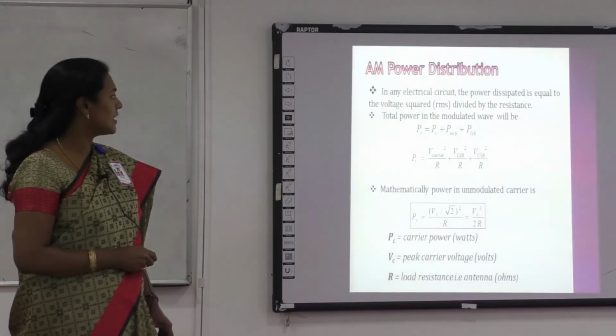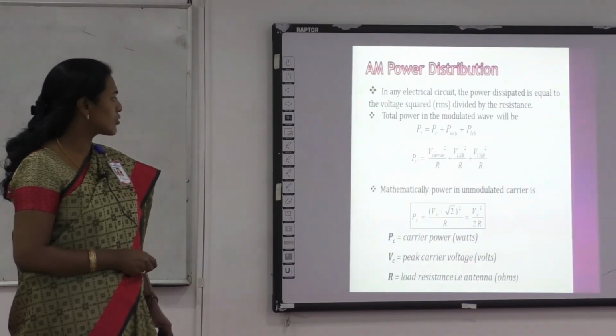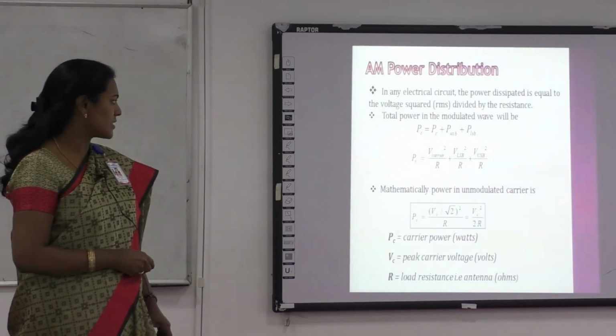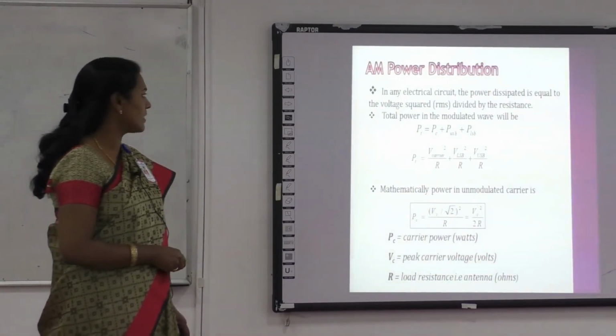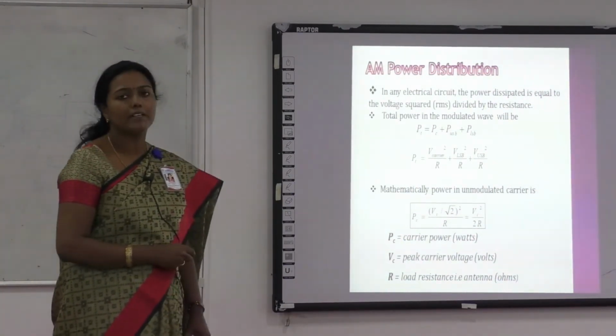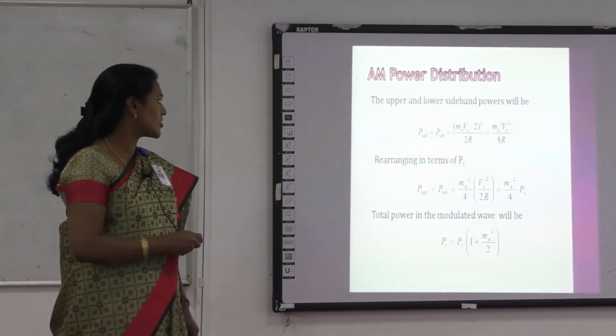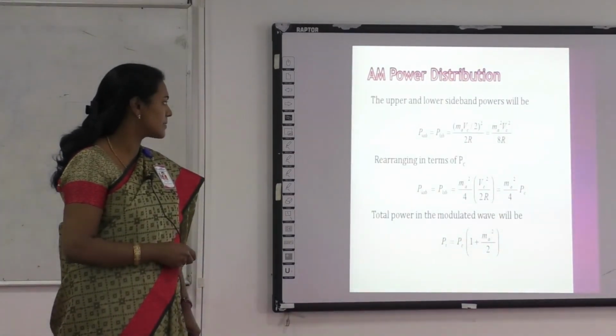In terms of the RMS value, you can represent this as PT is equal to V carrier square by R plus V LSB square by R plus V USB square by R. Even PC can be represented in terms of the root mean square value, that is, PC is equal to VC square by 2R. PC is the carrier power, PT is the total power, PUSB is the upper sideband power, and PLSB is the lower sideband power. By calculating all these, we are able to get PUSB and PLSB.